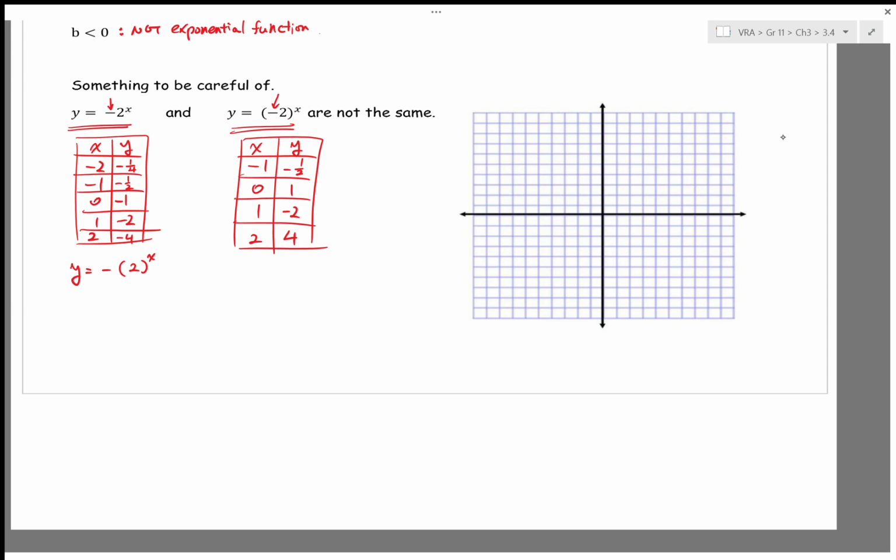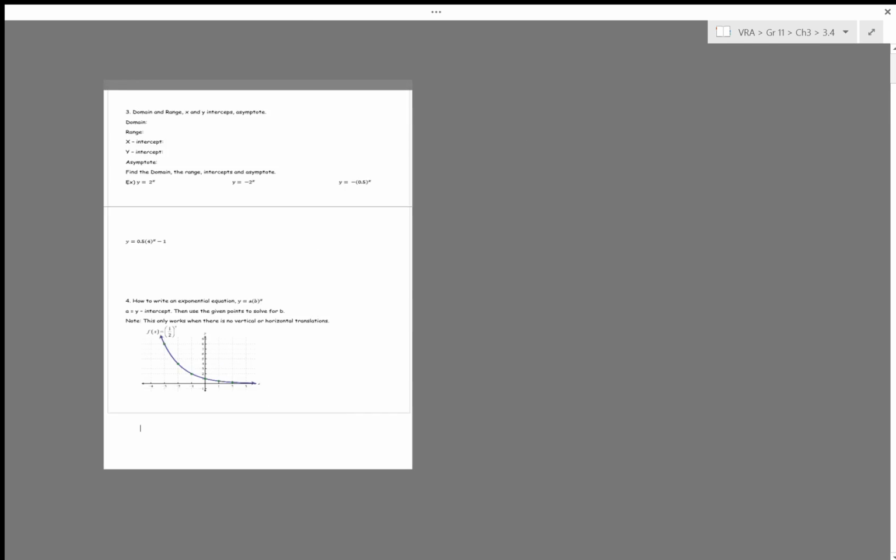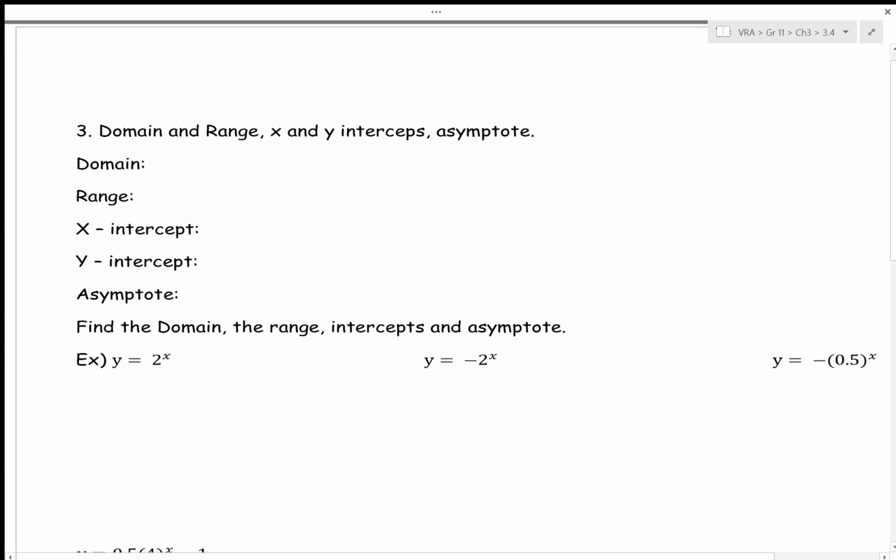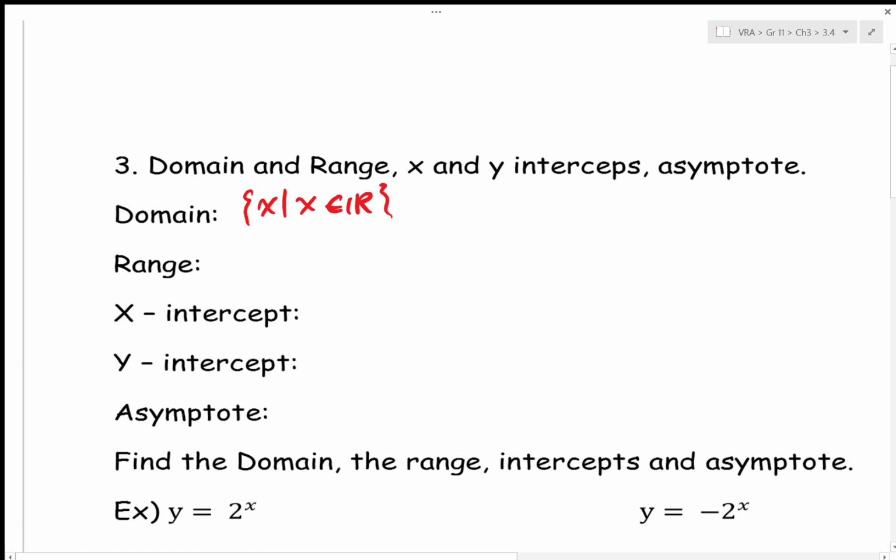Now, let's get to the last page of the day. I will try to finish this in about 2-3 minutes, because it actually is quite simple. For the exponential function, your domain is always x such that x is an element of the real numbers. That's always the case. There are no restrictions to the domain of an exponential function.